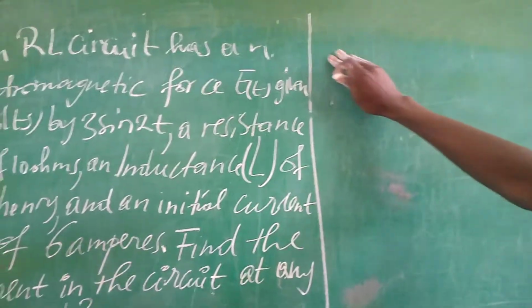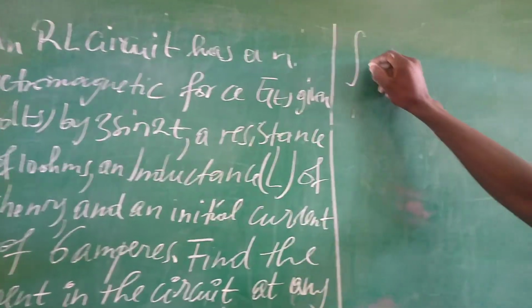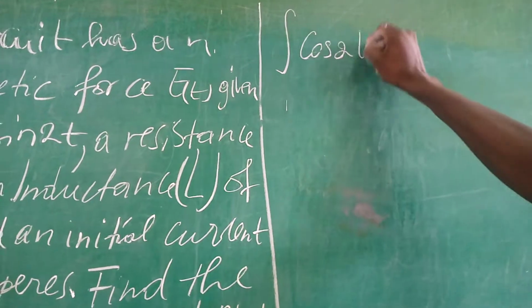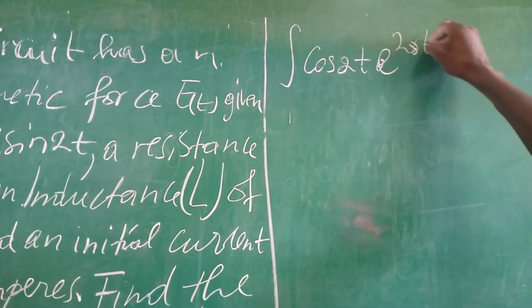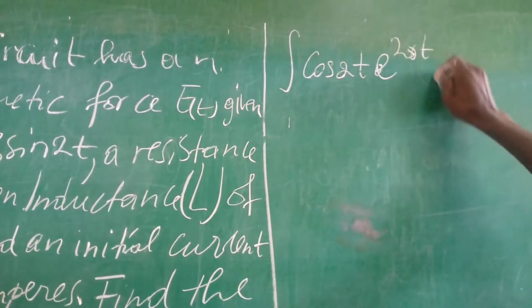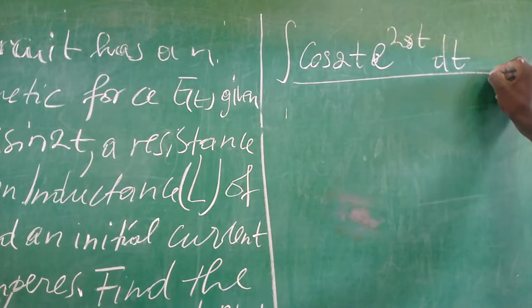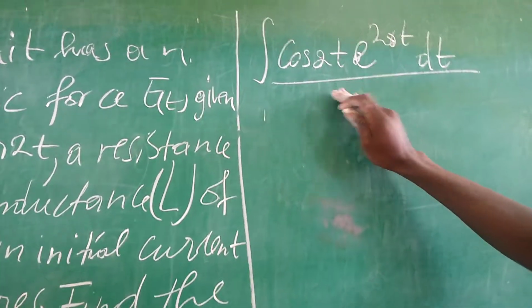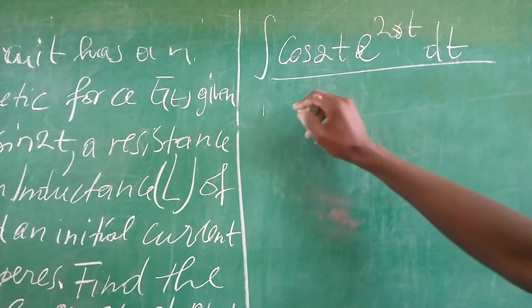Here we are going to continue with finding the integral of cosine 2t e^(20t) dt, and then if we get this, we will put it in our equation. So let's use integration by parts.